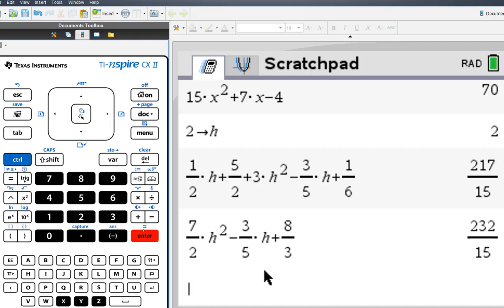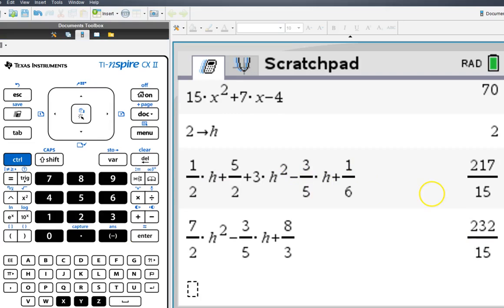That's the only one that could work. The answer to this should be C, okay? I don't know why it's not matching up. Did I do this right? 1/2 h squared plus 5 over 2 plus 3h squared minus 3 over 5h plus 1 over 6. I did that right. C should end up working, okay? This should be the match here.